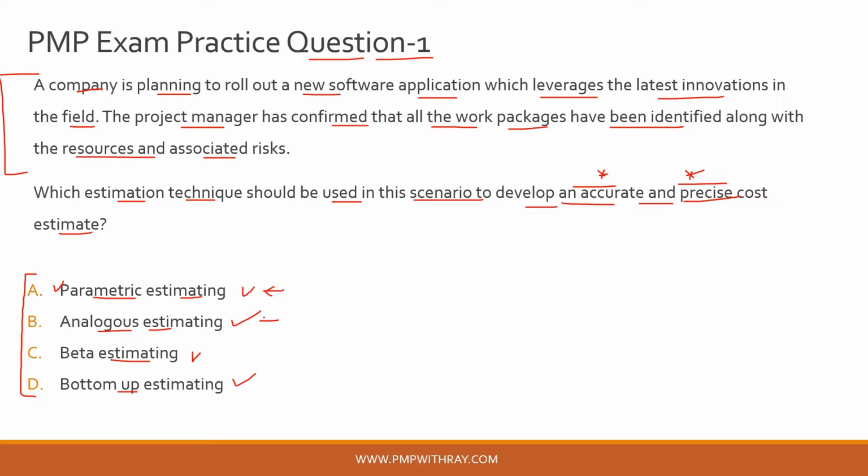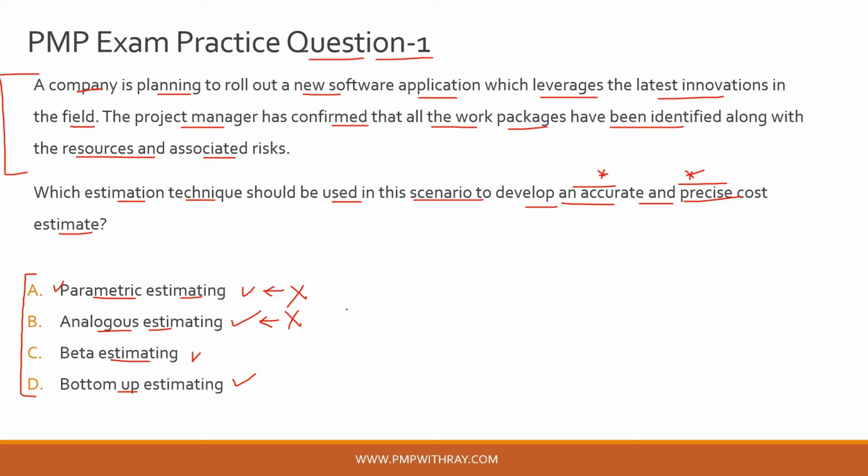Okay, now all this will tell you guys that this analogous estimating is a relatively quick and easy way to produce rough estimates during early stages of project planning when detailed information is limited. Okay, now with these 2 definitions which we learned right now, the parametric estimating and analogous estimating, we can safely eliminate both of them, right?